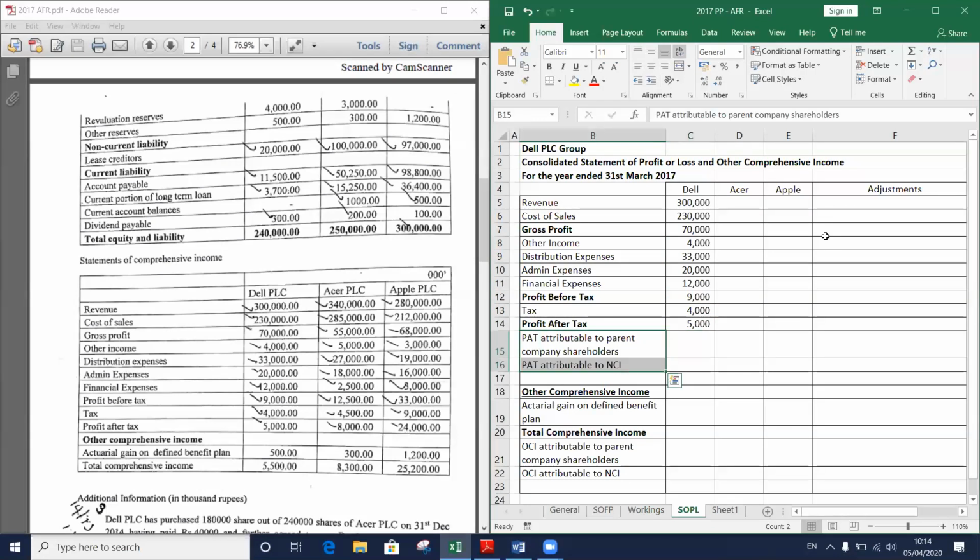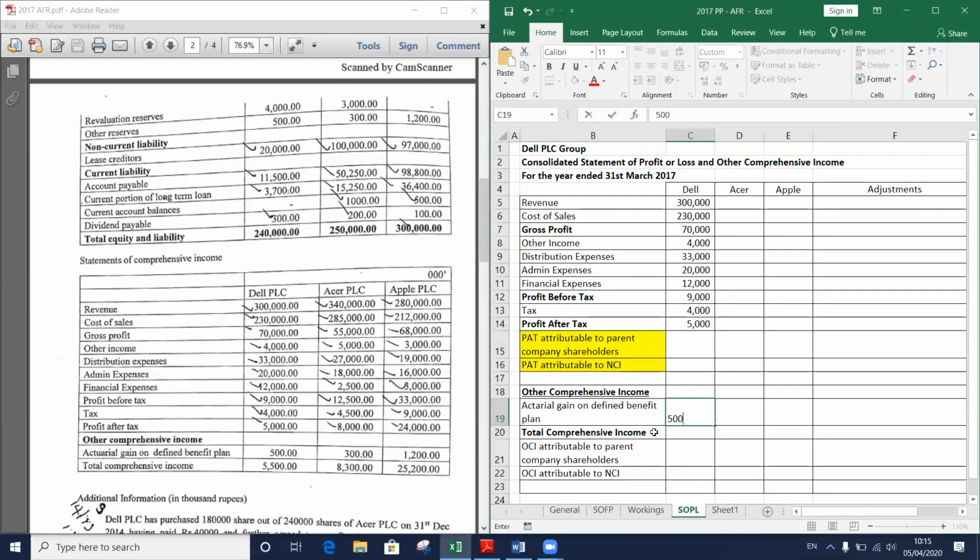This is something new we need to include, right? After we calculate the profit after tax for the group, we need to give an allocation of how much goes to the parent company shareholders and how much goes to the NCI. That is why I have put this separately. Profit after tax attributable to parent company shareholders and profit after tax attributable to non-controlling interest. That allocation we need to provide. Right? Then other comprehensive income.